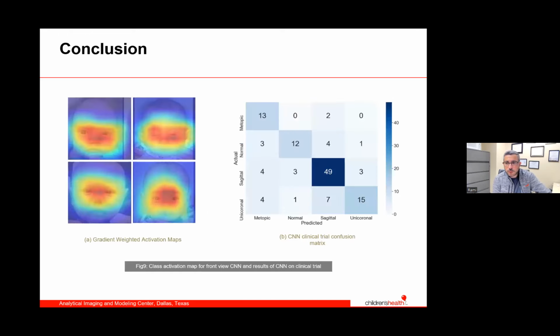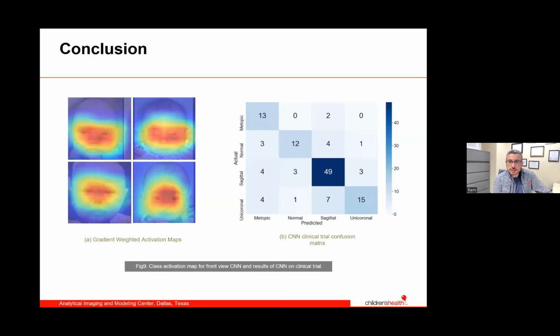So with that, we were able to develop an iPhone app where you can simply take a picture of a patient, and with about 90% accuracy, it can tell you if the patient has metopic, sagittal, or unicoronal craniosynostosis, or is normal. And this is not a diagnostic tool. Again, this is just a tool that can help parents to seek help, to come to our hospital or to make the 4-hour drive to come see a physician.